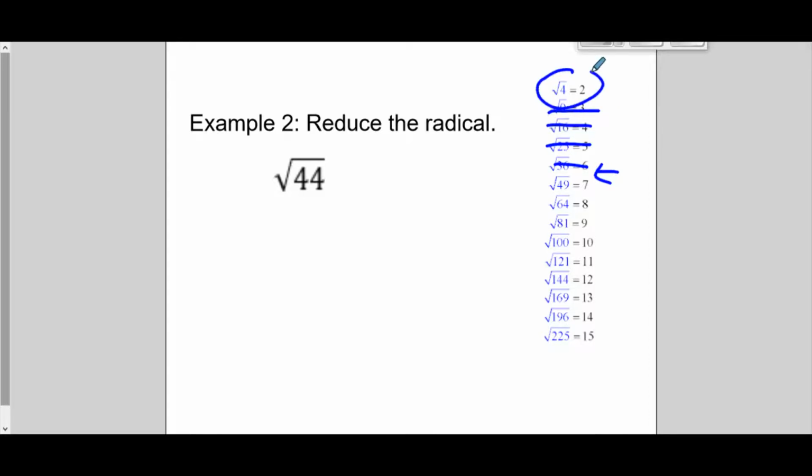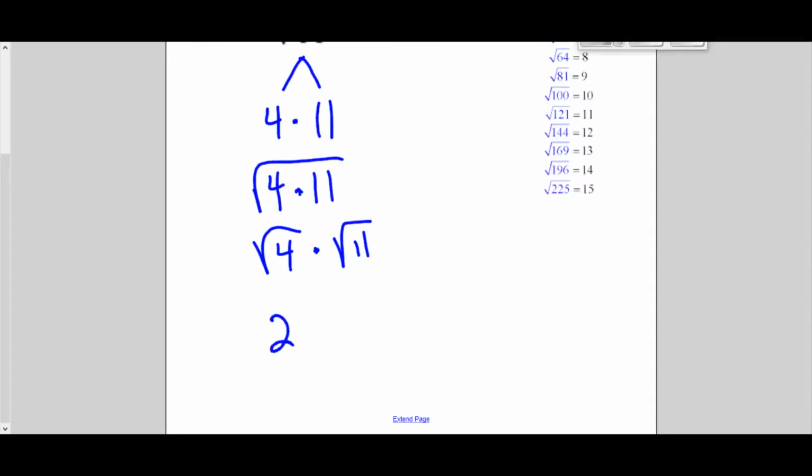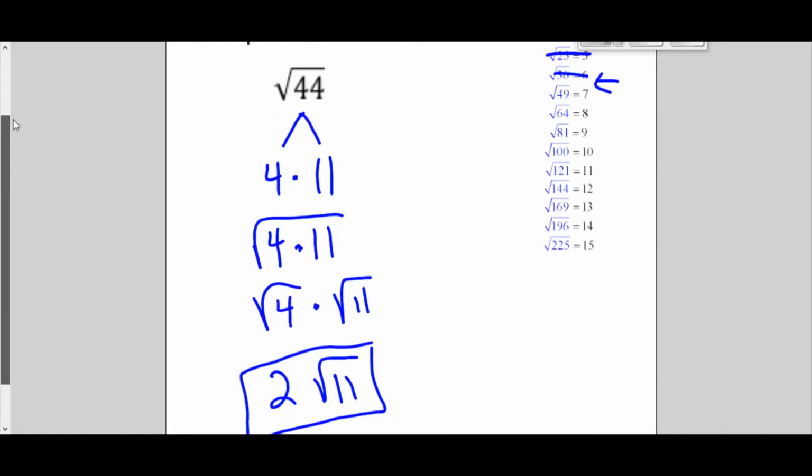So I'm going to break up 44 using 4 times 11. As you get more practice with this, you'll get pretty good at determining which of the perfect squares goes into that number. So I can rewrite this as the square root of 4 times 11, and then split it up as the square root of 4 times the square root of 11. The square root of 4 is 2. The square root of 11 is an irrational number. We don't know what it is, so we're just going to write our answer as 2 square root of 11.